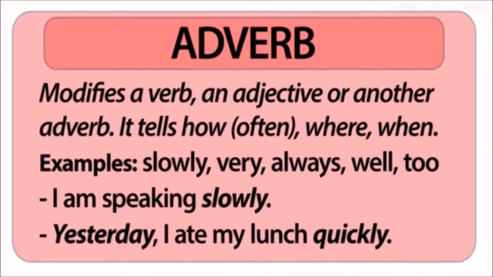An adverb modifies a verb, an adjective, or another adverb. It tells how often, where, when. Examples: slowly, very, always, well, too. Example sentences: I am speaking slowly. Yesterday, I ate my lunch quickly.